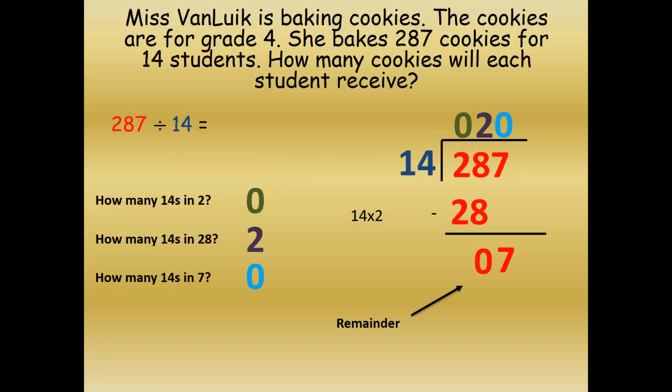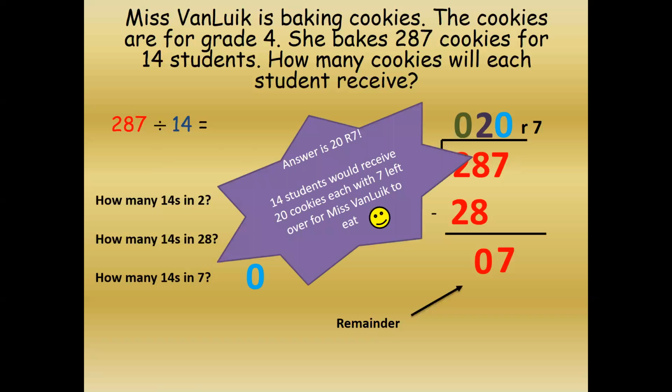So how do we label remainder again? We put an R7 behind the number. So that means the answer is 20, remainder 7. So 14 students received 20 cookies each, with 7 left over for Miss Van Leeuwen to eat.